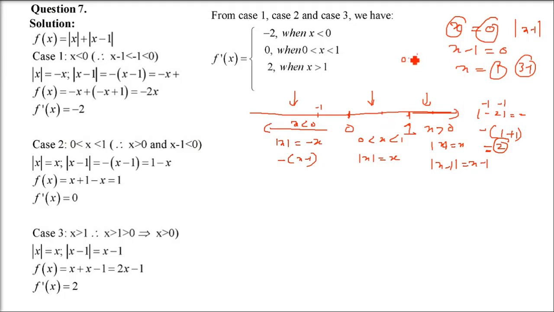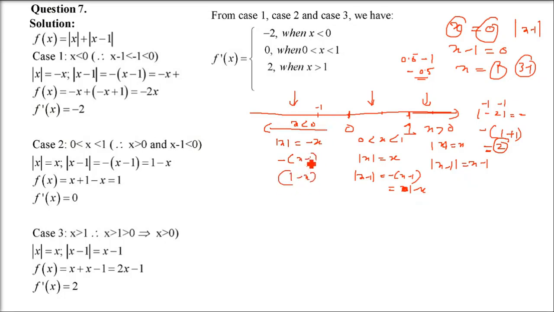But what about mod of x minus 1? If you put any value, say 0.5, 0.5 minus 1 is negative 0.5, so you are getting a negative value here. So mod of x minus 1 in between 0 and 1 is going to be negative of x minus 1. I hope you got the idea. You can write it as minus x plus 1, or as 1 minus x also.